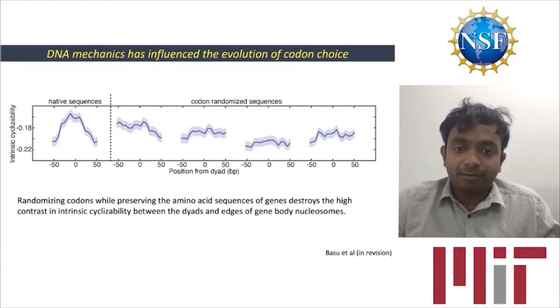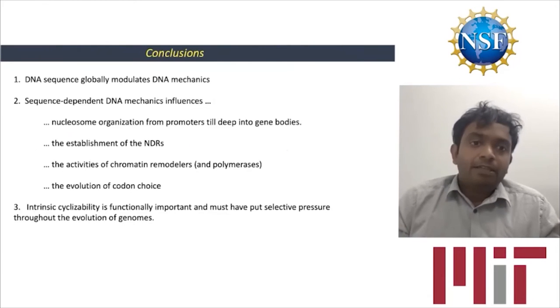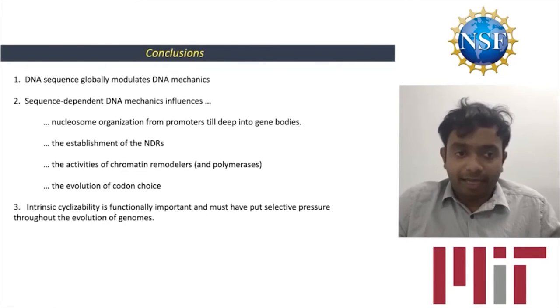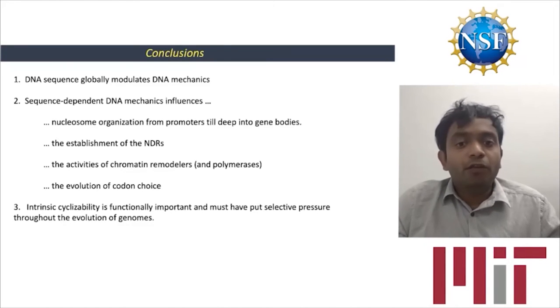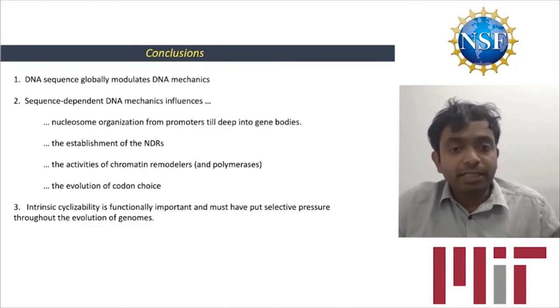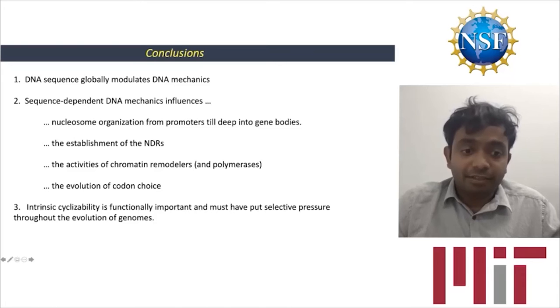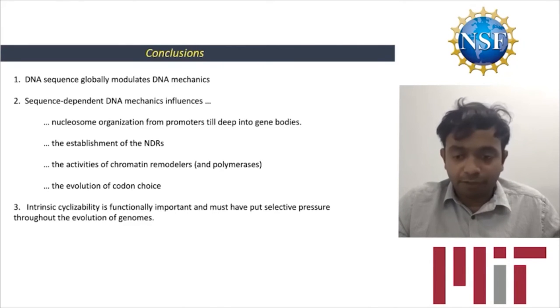So in conclusion, we experimentally show that DNA sequence globally modulates DNA mechanics, and that this effect influences various things, such as the organization of nucleosomes, from promoters, from the NDR to deep within gene bodies, the activities of remodelers, and the evolution of codon choice. And this last point particularly suggests that intrinsic cyclizability is functionally important and therefore must have put a selective pressure during the evolutionary history of genomes.